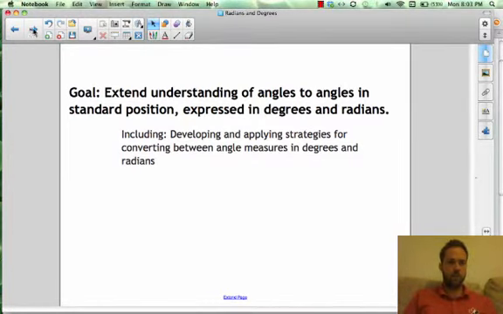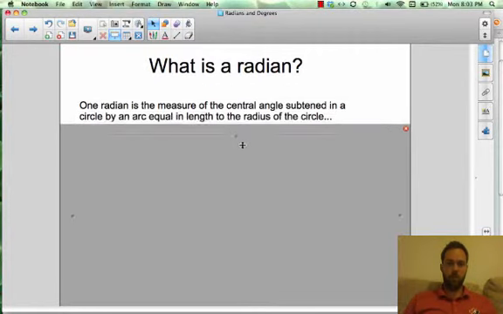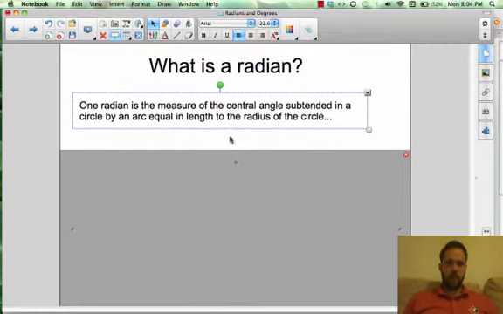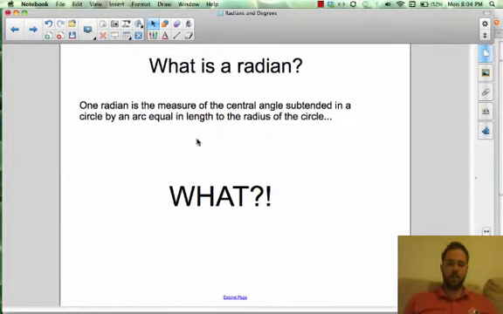First thing we need to find out is, what is a radian? Well, if you look on page 167 of your textbook, you will find the following definition of a radian. 1 radian is the measure of the central angle subtended in a circle by an arc equal in length to the radius of the circle. So, basically, that is not a very good definition for us to understand. So, I'm going to break this definition down, and we will have a better understanding afterwards of what this definition really means.